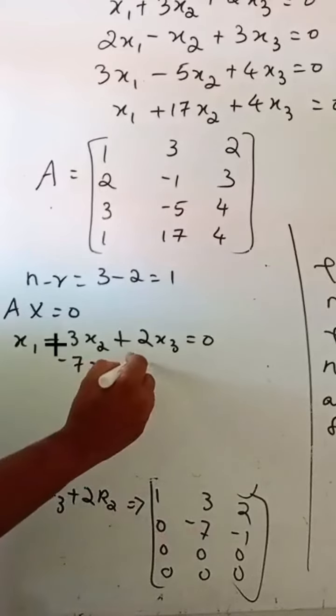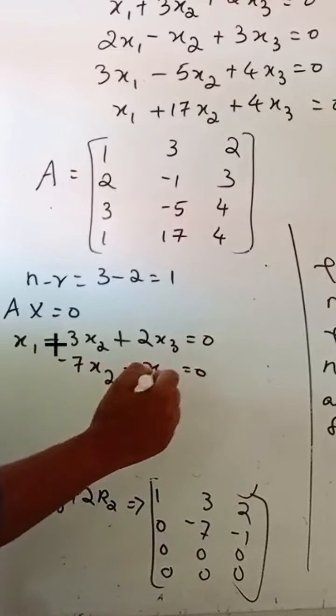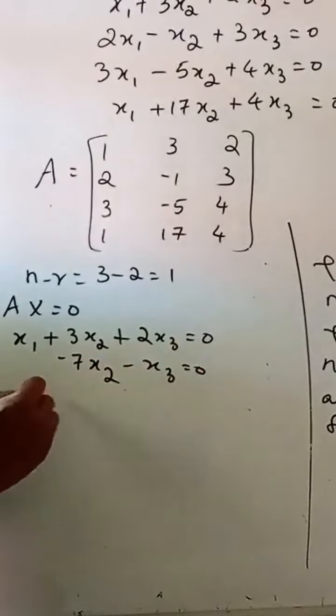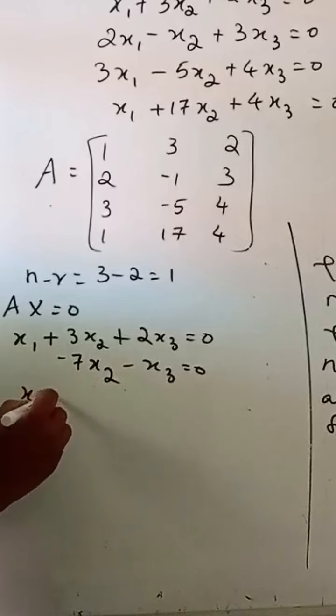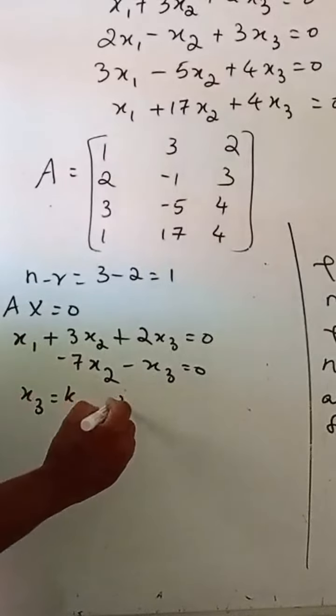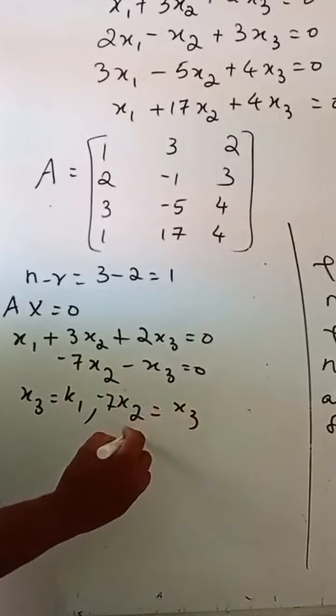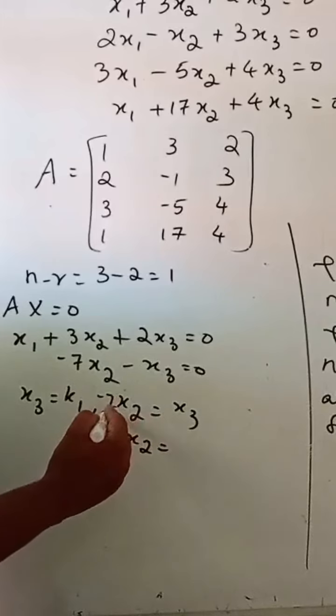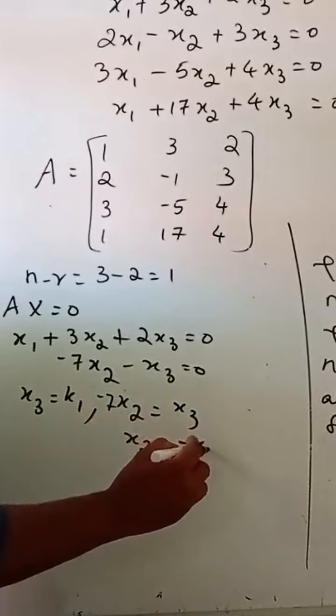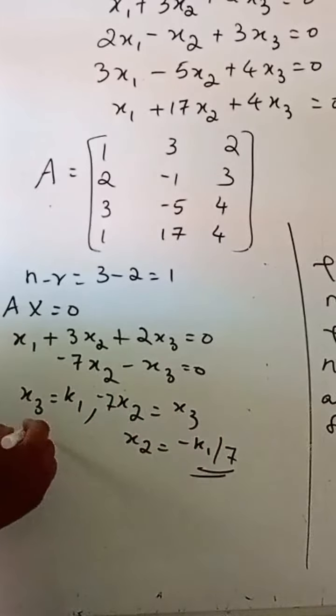x2 minus x3 equal to 0. Now let us assume a value for x3. So x3 is equal to k1. So from this equation we can write minus 7 x2 is equal to x3. So x2 is equal to x3 divided by minus 7, that is minus k1 divided by 7.